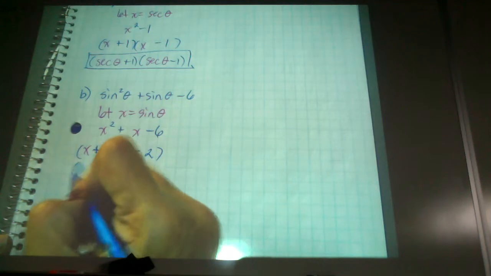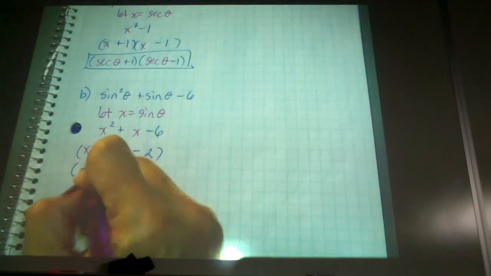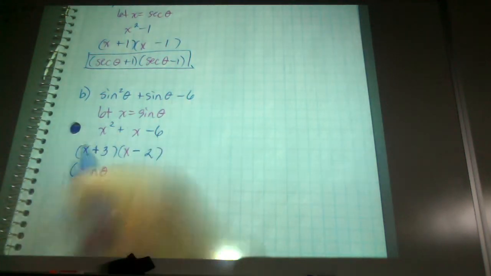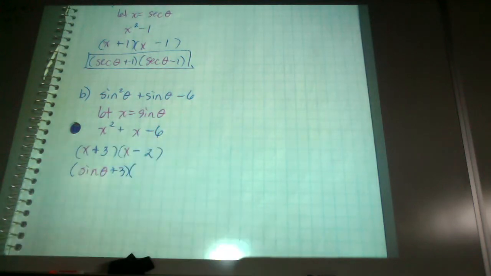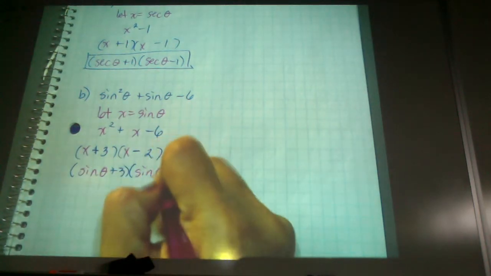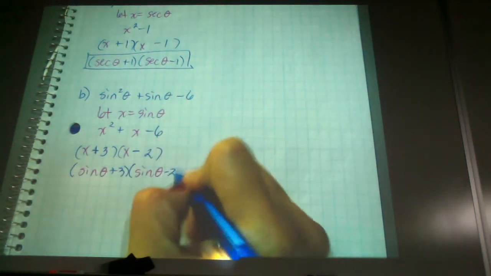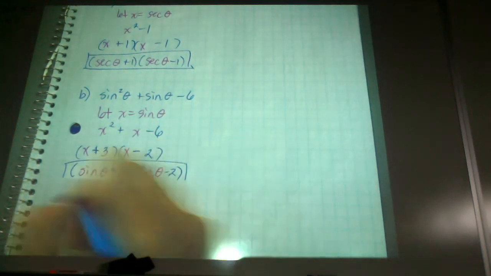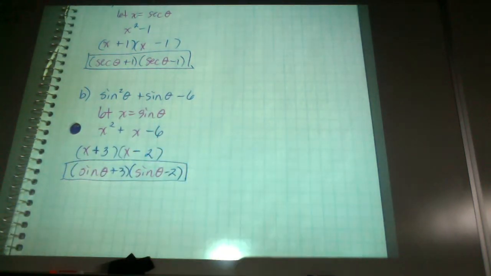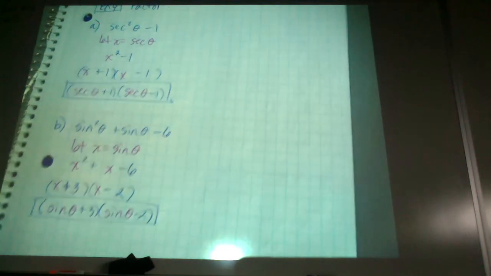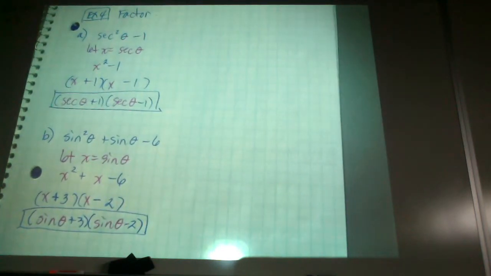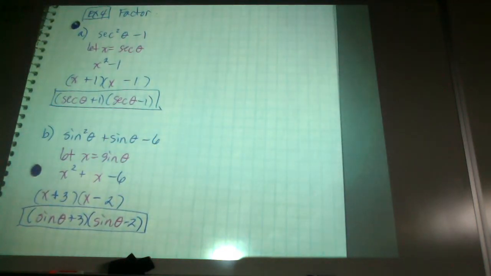So then we have to resubstitute in for x the sine of theta plus 3 and sine of theta minus 2. There's your answer. You okay with that? Just using our skills and using trig functions. All right, let's look at C.